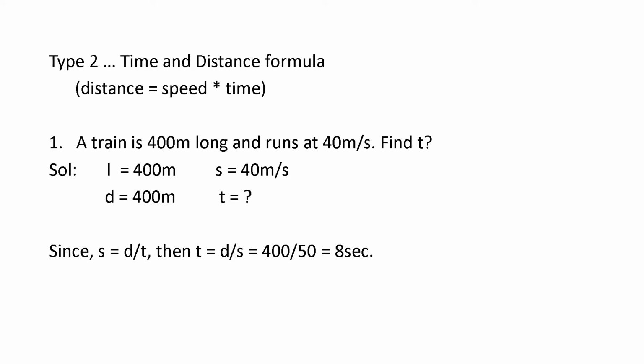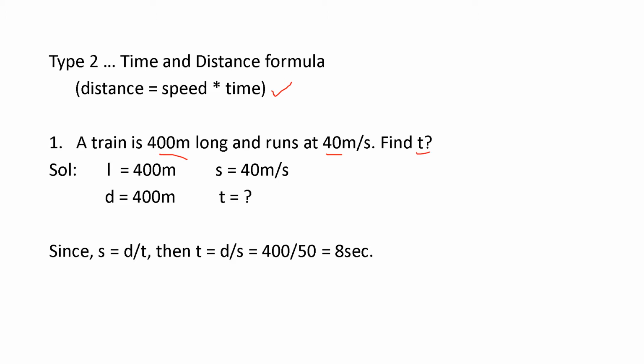Second is the time and distance formula. We know this formula. Distance is equal to speed into time. Speed is equal to distance by time, and time is equal to distance by speed. First question: a train is 400 meter long and runs at 40 meter per second. Find the value of t.